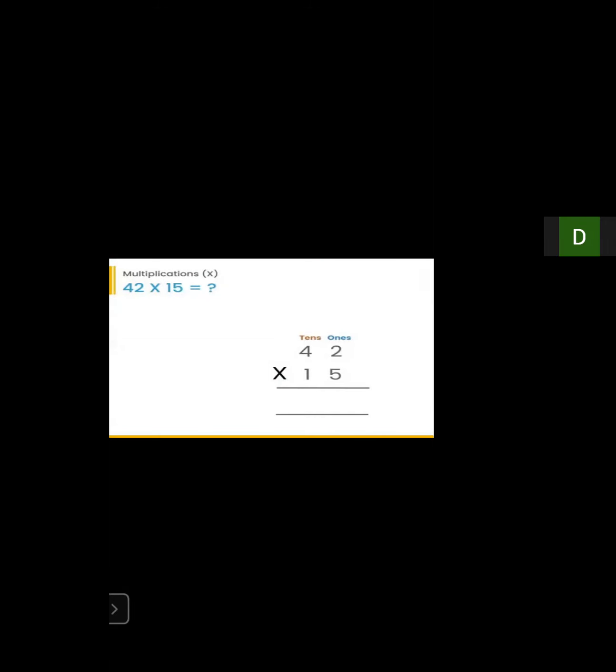Now, let us see example 1. That is multiplication in the vertical method, that is 42 into 15. Before solving the problem, we have to arrange the numbers according to their place values. That means ones, tens, etc. Now, let us solve it.